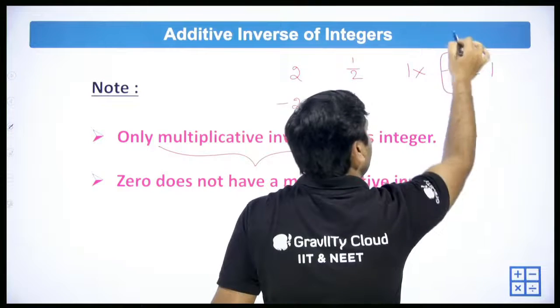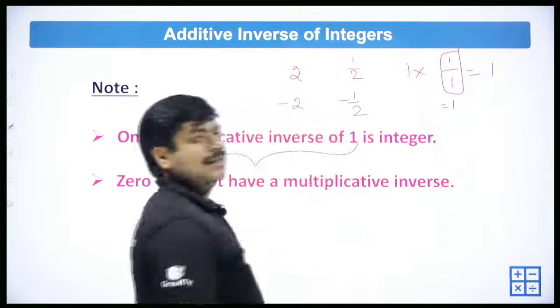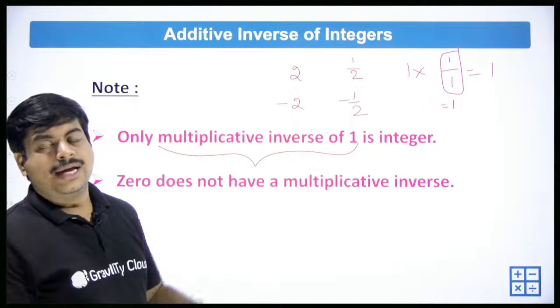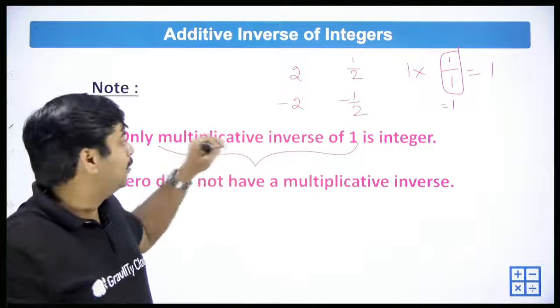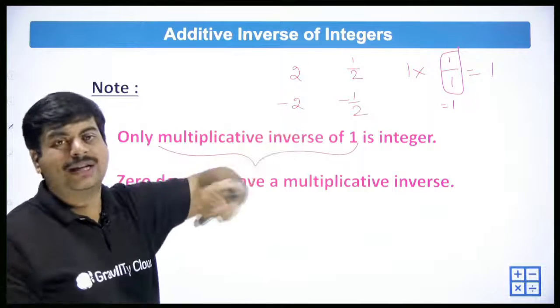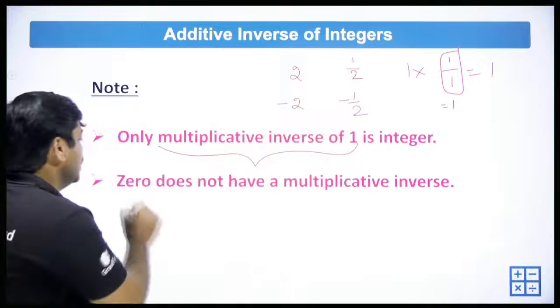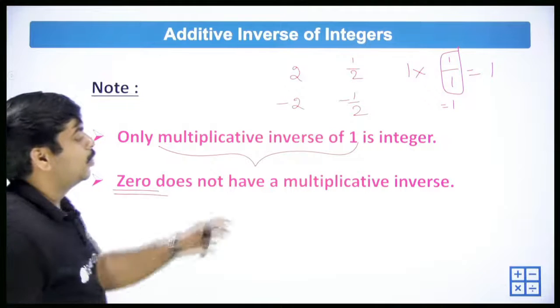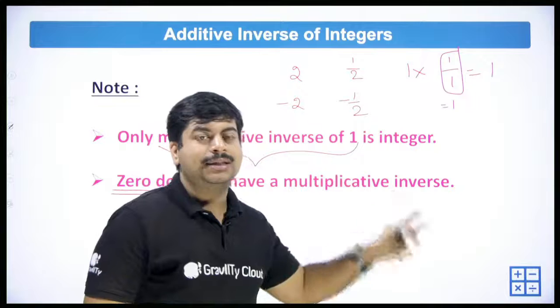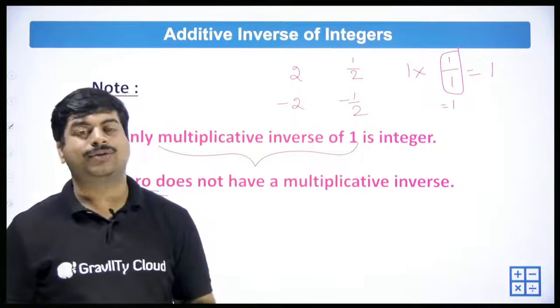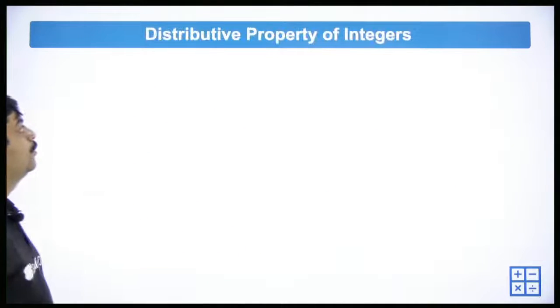1 by 1 is equal to 1. You can say that it is again an integer. In integers, only the multiplicative inverse of 1 is an integer. For the rest of the integers, you will never get an integer back. And 0, as we just discussed, does not have a multiplicative inverse. So I think all these are clear to you, right?